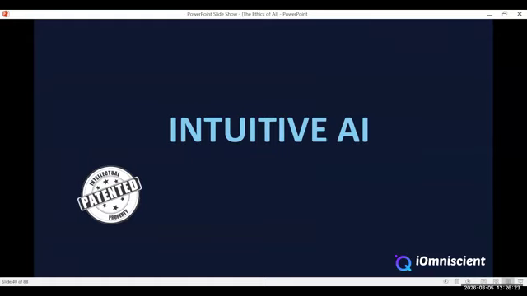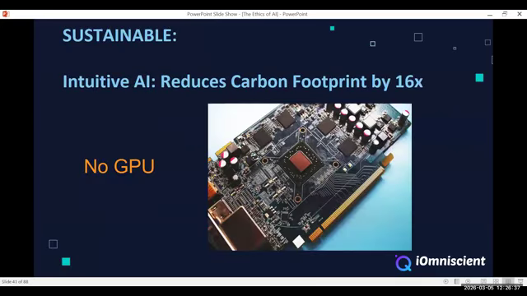So now, looking at what we do with intuitive AI, one of our challenges was that we wanted to produce systems that were ethical. So with AI, because we require very little training, we can reduce the number of GPUs. In fact, we don't use any GPUs at all. And by not using GPUs, we reduce the carbon footprint of a system that we implement by about 16 times. This definitely helps to make the system sustainable.